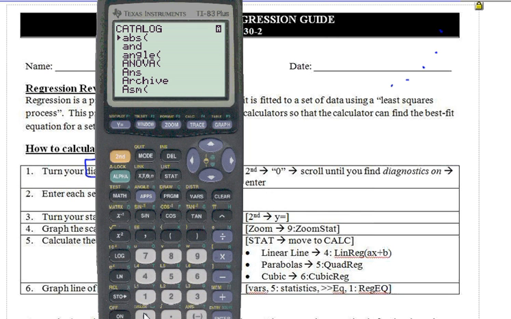Now, you could either scroll down all the way to diagnostics on, or if you see the letter D, it is x to the negative 1. You push that, you'll jump down to the D's. Or you could just scroll down. And we want to find diagnostics on. You are going to have to remember how to do this all on your own on your diploma. Okay?